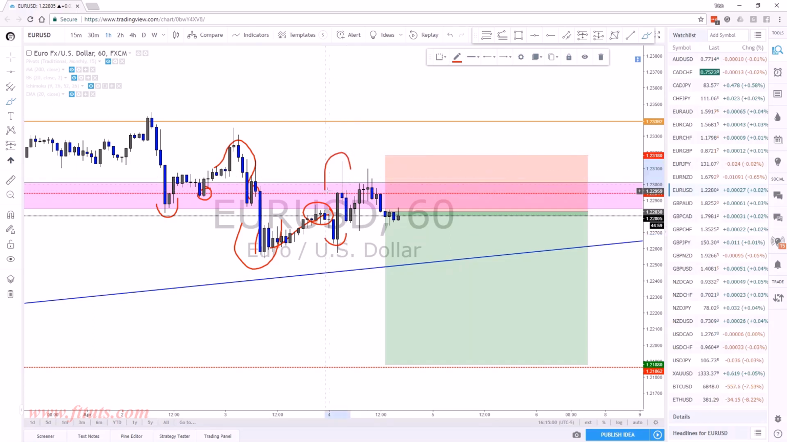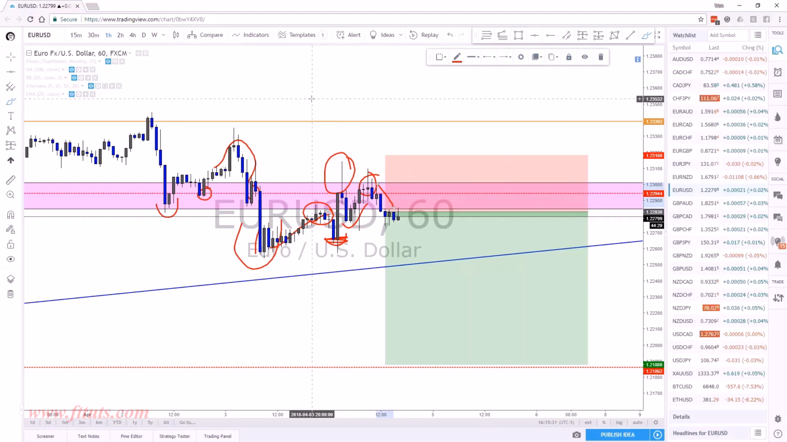Then we had this pin. Looks good, but we never get a close below this. Okay. Then we have price come back up, another set of pins, and then we had this sharp drop. And when we had this sharp drop, okay, that's when I wanted to jump in, and I'm going to show you why we did that.